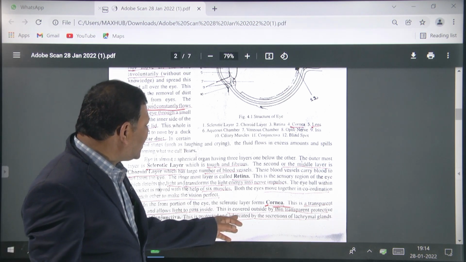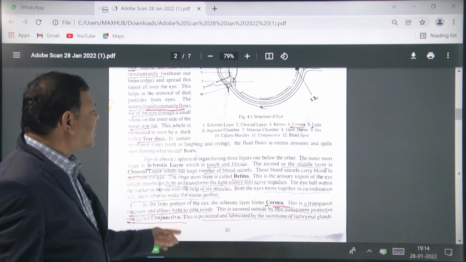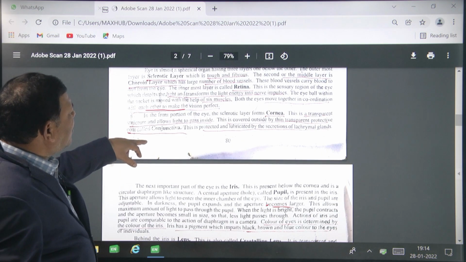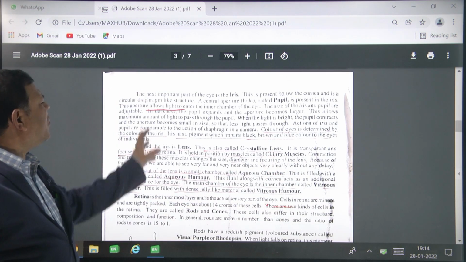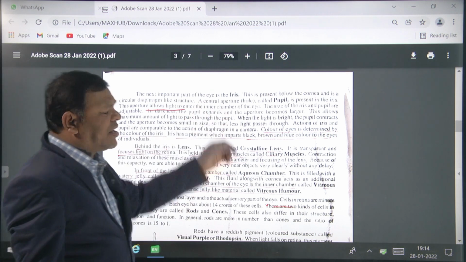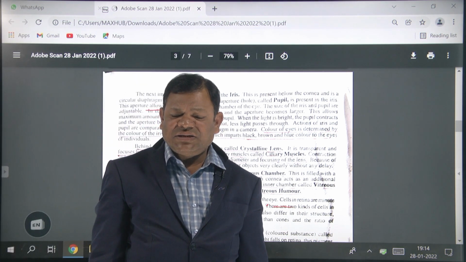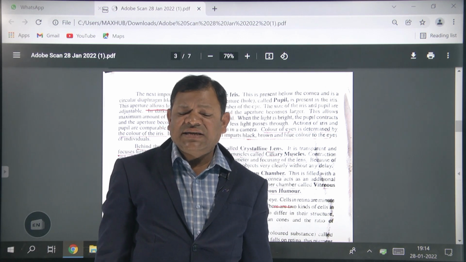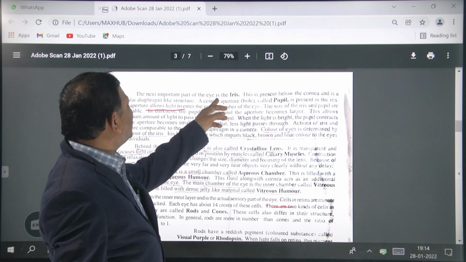So this is protected and lubricated by the secretions of the lacrimal glands. Next, the next important part of the eye is the iris. Actually, in the Aadhaar card we are taking the iris. So this iris does not match with others. Okay, next part is the iris.